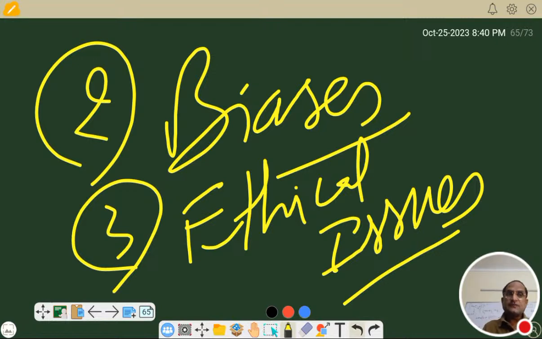As far as questions from this part is concerned, only 10 markers, or if there are 15 markers, there may be comparing one method from the other. That may be asked.